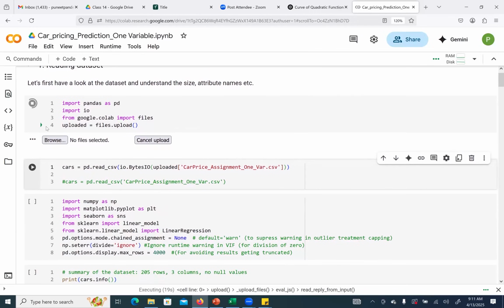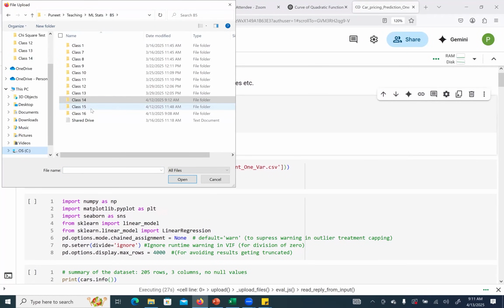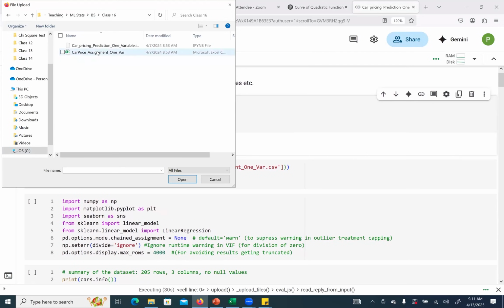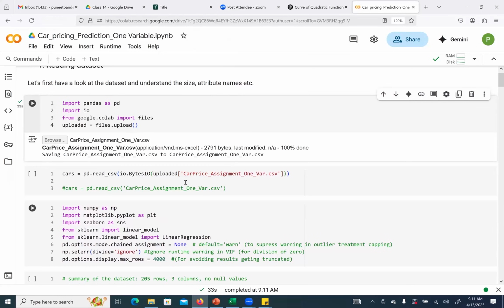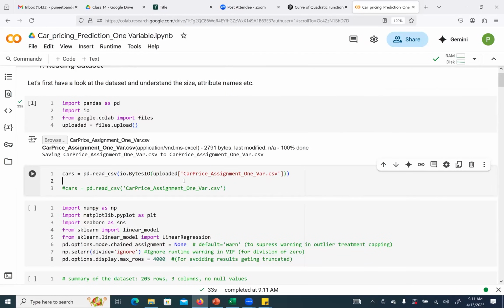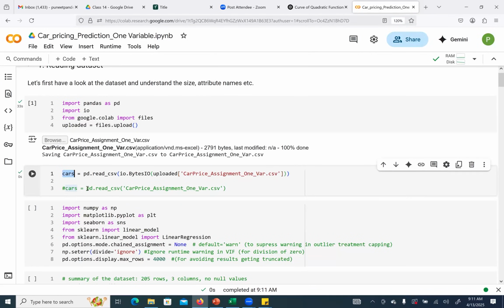Okay. In the first part of the code, what we are doing is we are trying to upload the file. It says I will go to the location where I've kept the file. It's done. Now in the second part of the code, we are reading that file into a variable. Okay, so we are creating a data set, cars. If you're using Jupyter Notebook, then you might have to use the second code, not the first one. If you're using Colab, then first code. If you're using Jupyter Notebook, then second code.